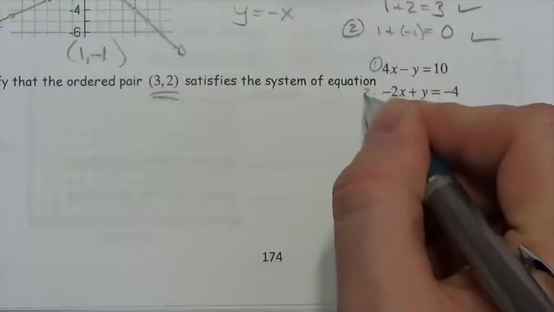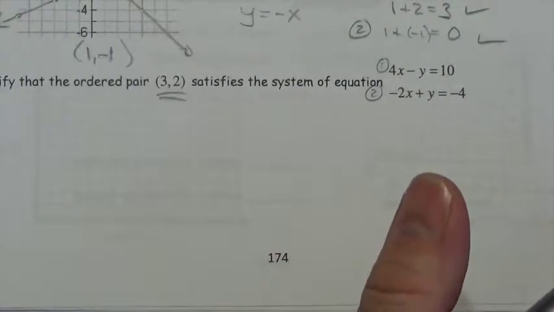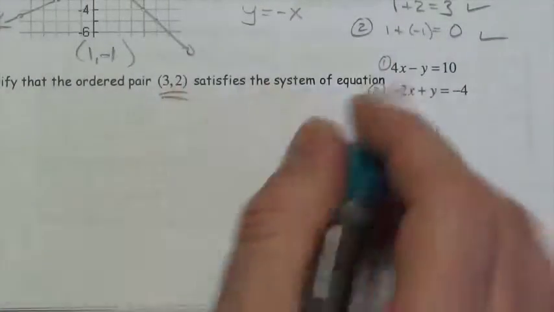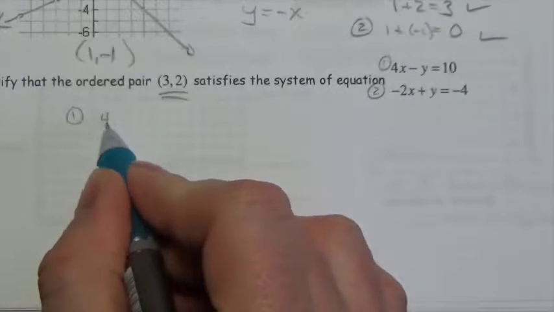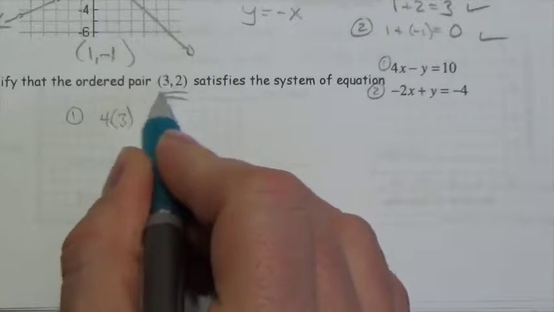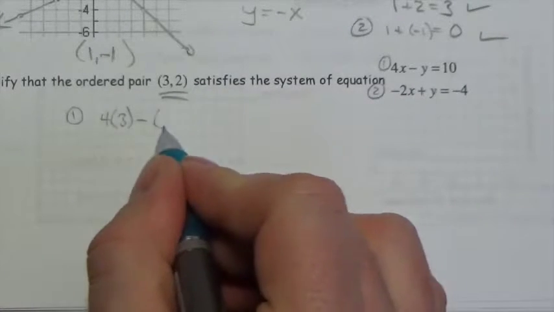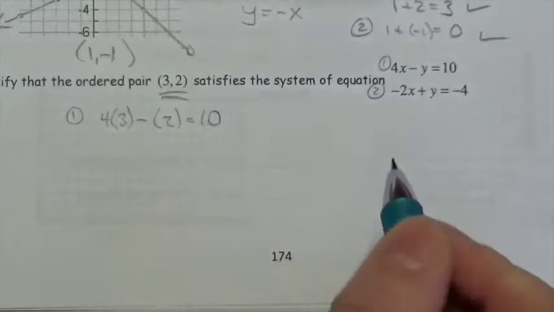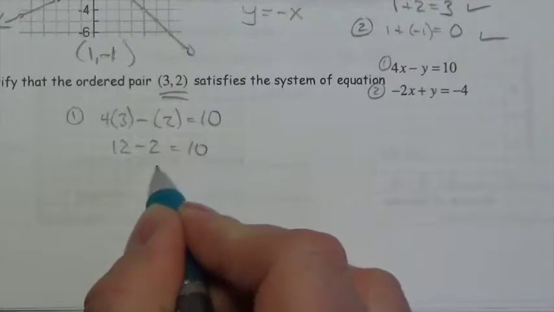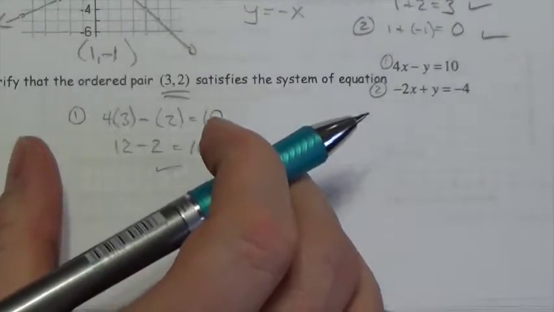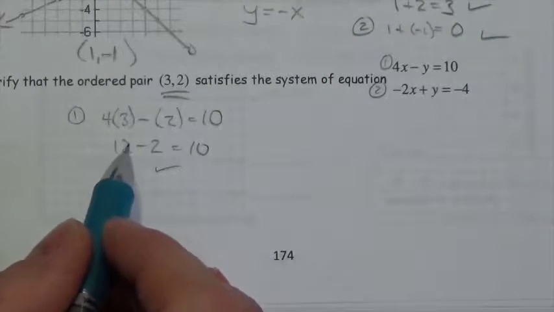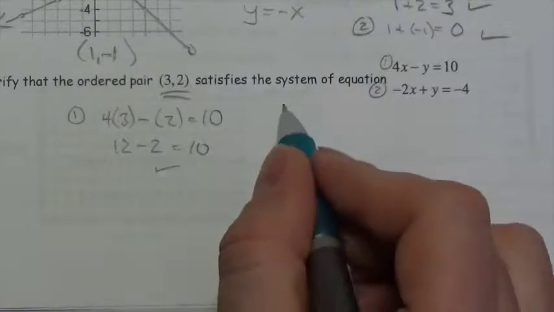So here's equation 1, here's equation 2. Now to verify that it satisfies that system, or that it is a solution, we're simply going to plug this point in. So for equation 1, it's going to be 4 times x, where the x coordinate is 3, minus the y coordinate 2. Does that equal 10? 12 minus 2, does that equal 10? Well, yes it does, so good. We know that that particular point does satisfy the first equation because it gives us a true statement. 12 minus 2 is in fact equal to 10.